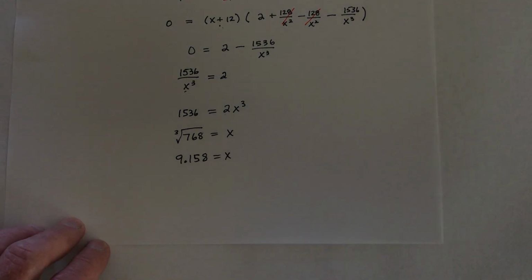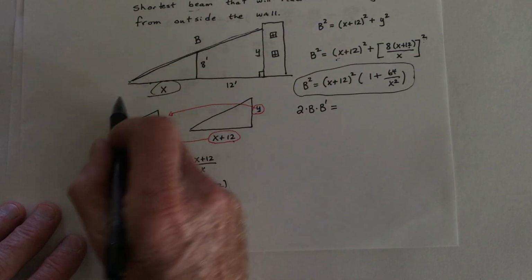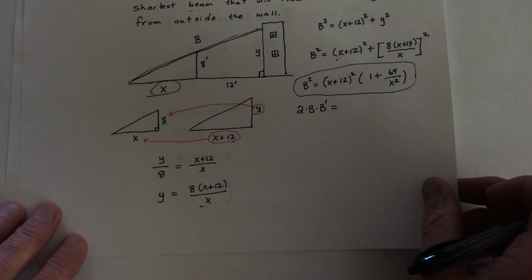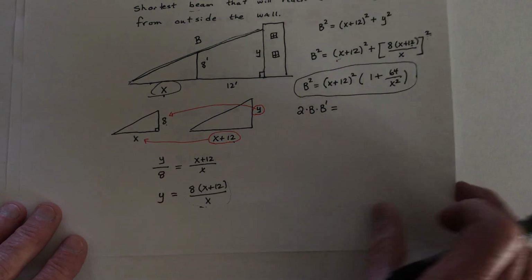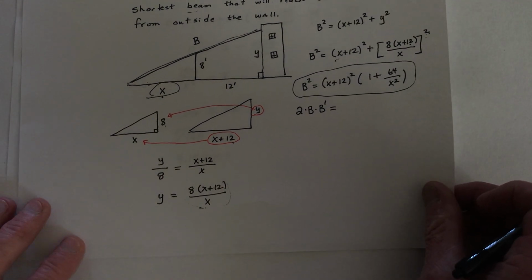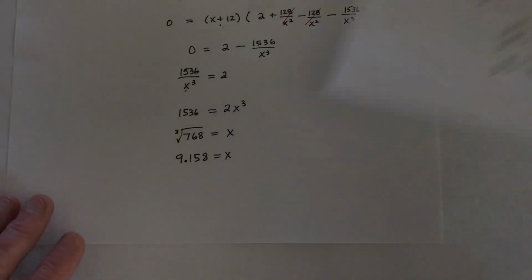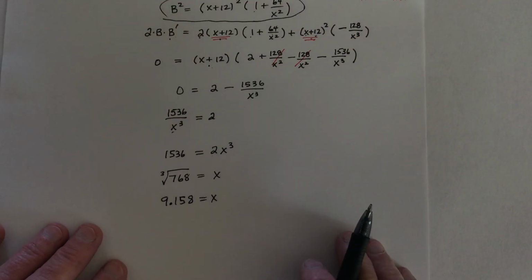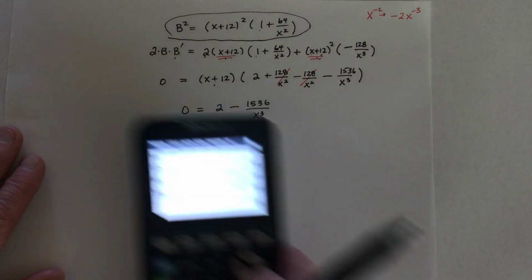Now, the only small problem is that's not the answer to the question, because what I just found is basically when they put the beam, how far out is it going to be from this little wall? It's going to be 9.158 feet. So that's this x right here. So I still need to solve for b. And so I could use this one that I circled, and substitute the x, and then find out what b equals.